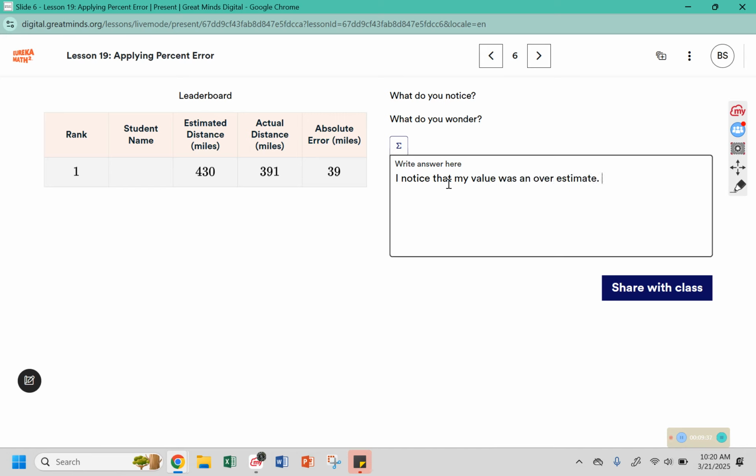If you are participating in class, you should also see your peers listed on this leaderboard, so there will be multiple rows. How my approximation would compare to those of my peers or of my classmates.